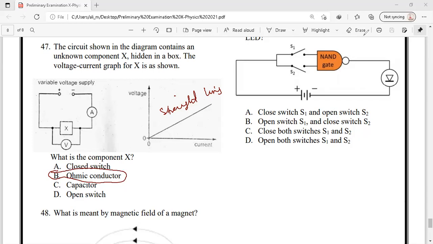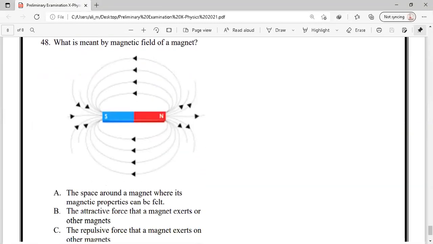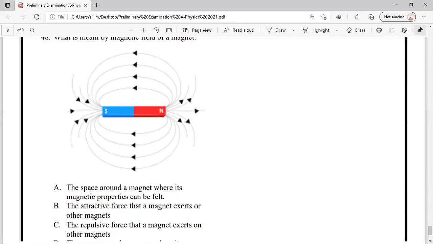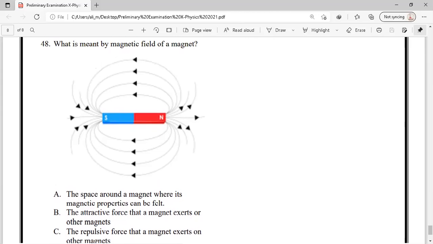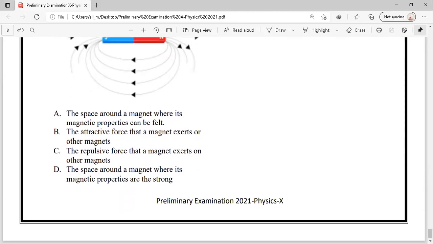So this was our question number 47. Let's move to our next question, question number 48. What is meant by the magnetic field of a magnet? We have to define what a magnetic field is. As the electric field is defined and as the gravitational field is defined, a field of force is a region around an object through which it can apply a non-contact force.